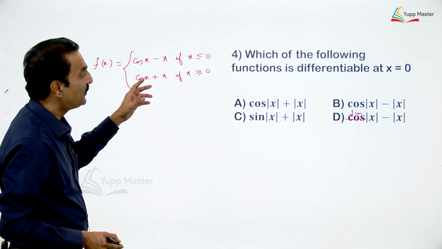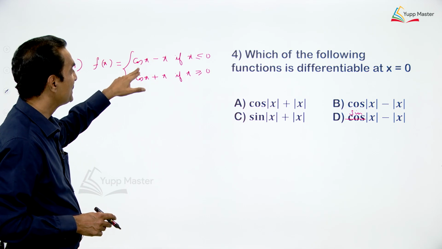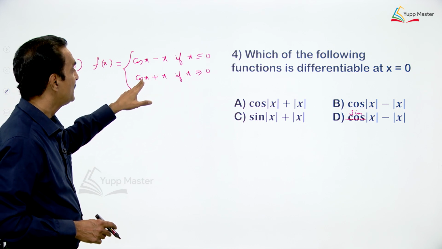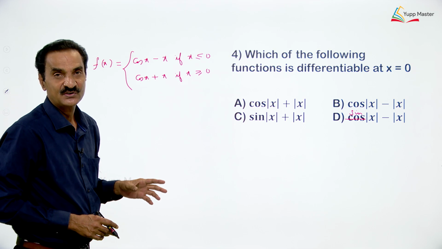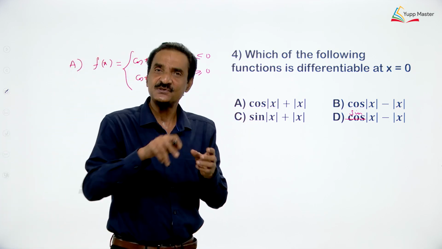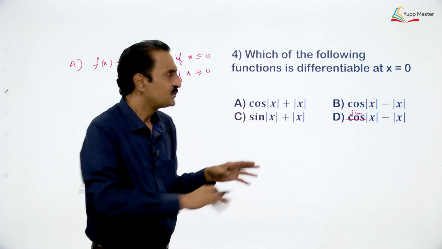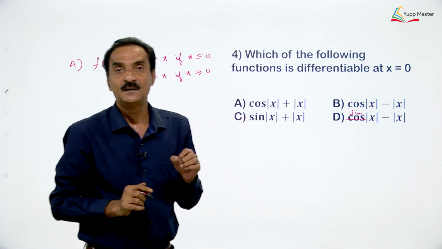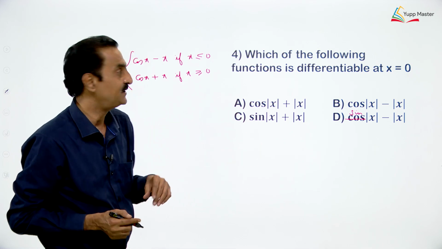Now, if you want to know about differentiability, first you check the continuity. Put x is equal to 0 here and here, are you getting the same value? Cos 0 is 1 minus 0, here 1 plus 0, it is same. So, it is continuous, and actually no need to check the continuity, because you know that modulus function is continuous, cosine function is continuous, sine function is continuous. So, all these functions are definitely continuous. So, no need to check the continuity. So, directly we will go for differentiability.